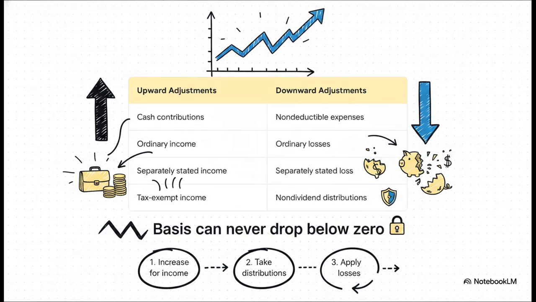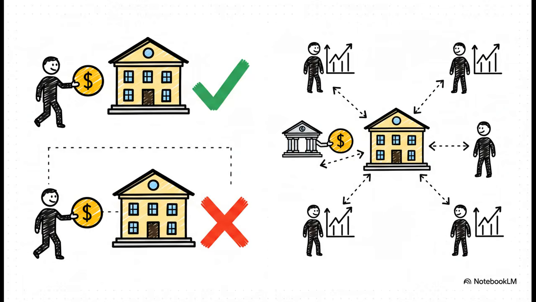Now, the absolute golden rule you need to drill into your head is that basis can never, ever drop below zero. Plus, you have to apply these rules in the exact right order. You increase basis for income first, then you take out your distributions, and only after that do you apply any losses.